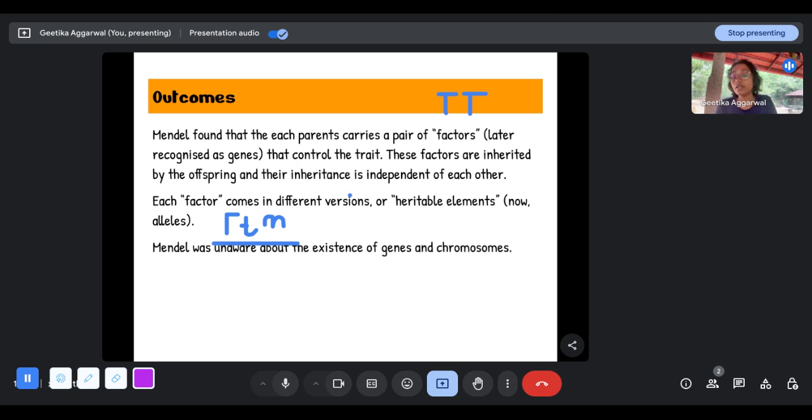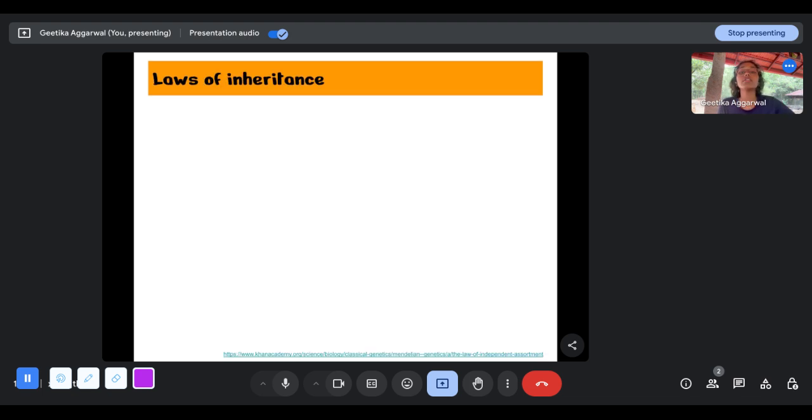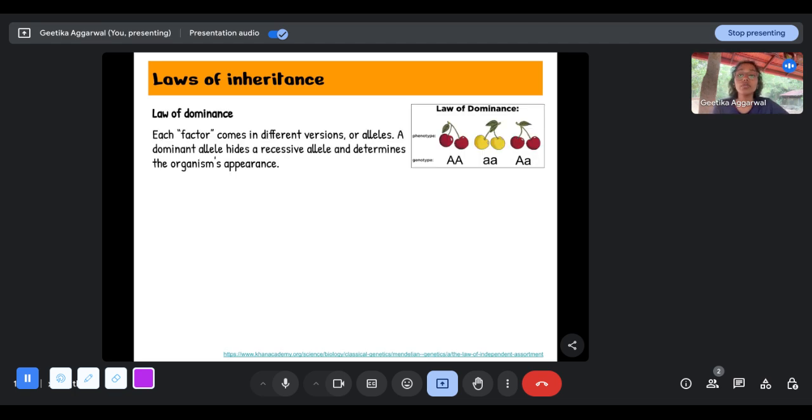As I said, Mendel was unaware of the existence of genes and chromosomes. And then he went on to propose the laws of inheritance. So let's discuss these different Mendelian laws of inheritance. If you're discussing genetics, or if you have an exam about genetics, it's very important to know these Mendelian laws of inheritance. So what do they talk about?